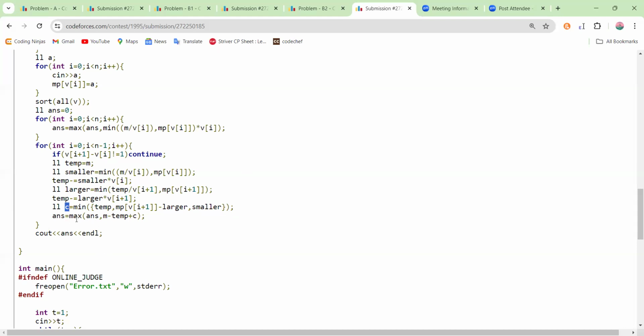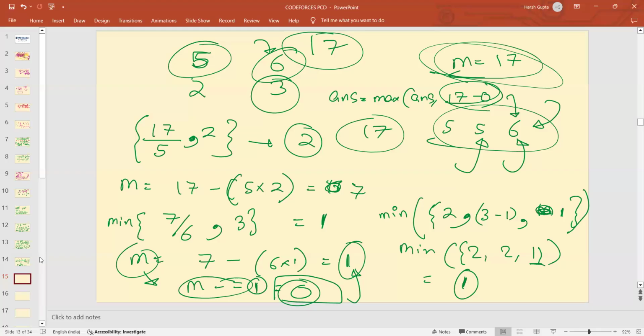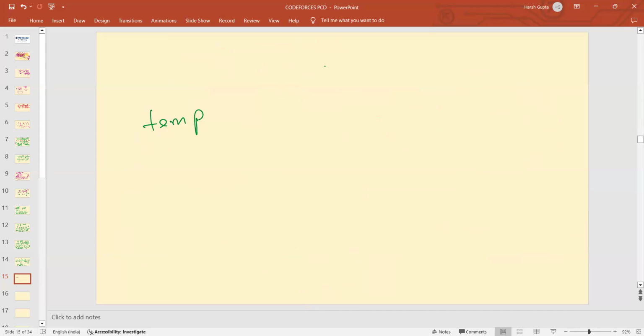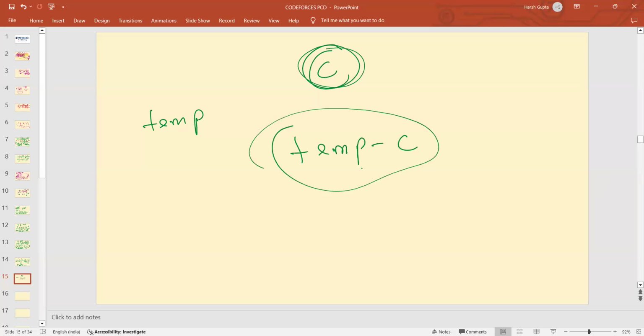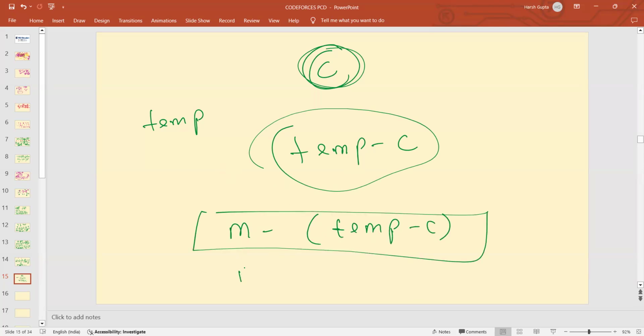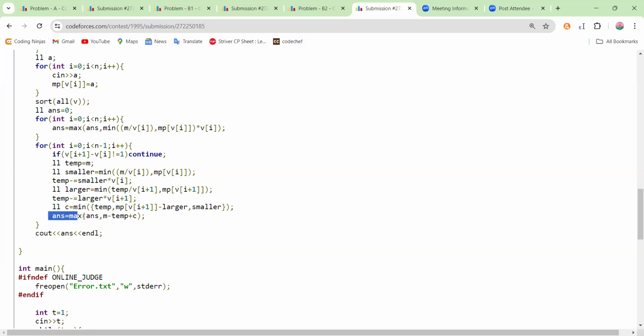So what will be my answer? My answer will be max of answer, comma, M minus, I was left out with temp, right? And C is the number that I got that is going to replace. So now I will be left out with temp minus C. So this is the left out number. So what is the number of petals that I was able to obtain? It was M minus temp minus C. This was the number of petals that I was able to obtain, right? So we can just open it. So it is M minus temp plus C. The same thing, M minus temp plus C, and took the max with answer. And at the end, we are printing the answer.